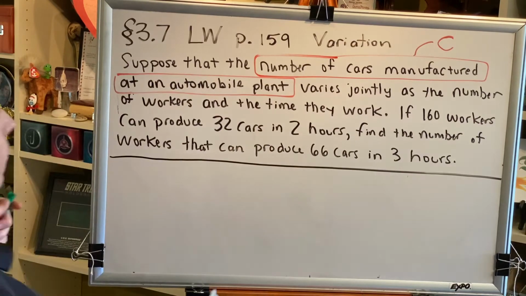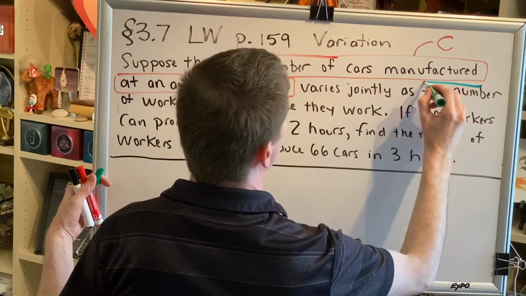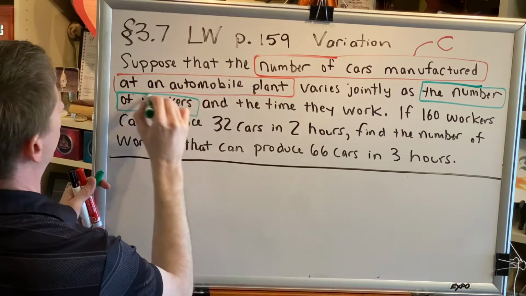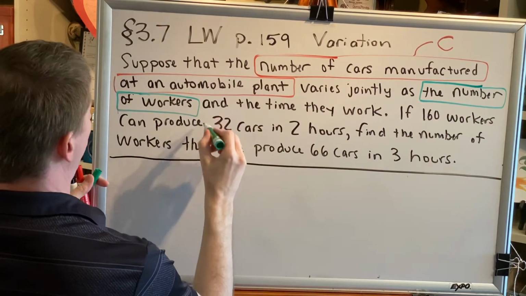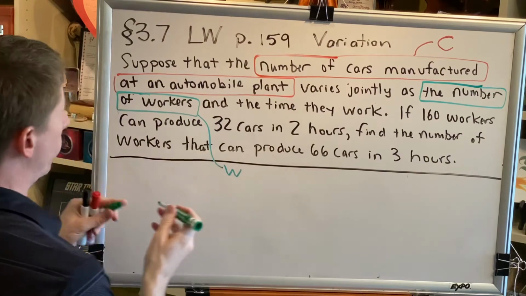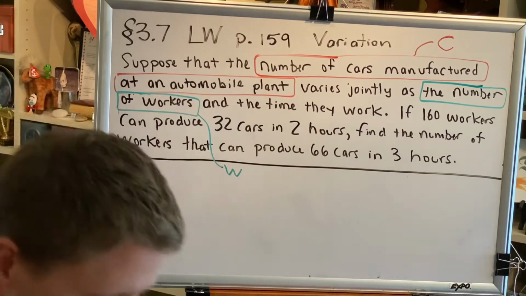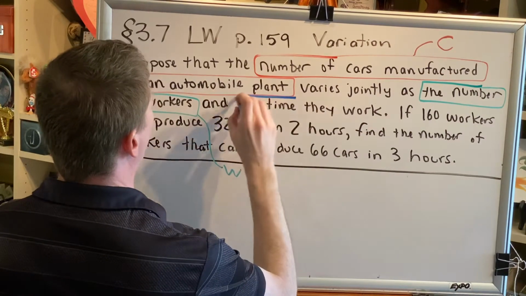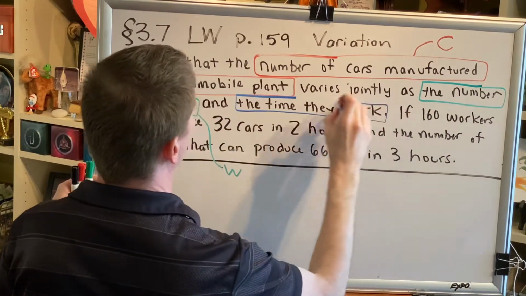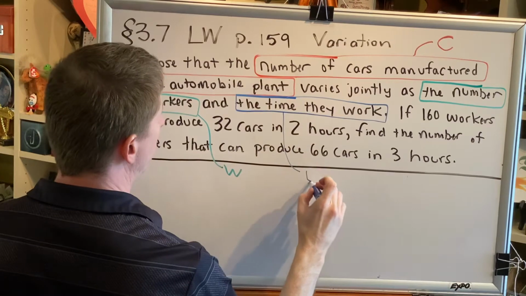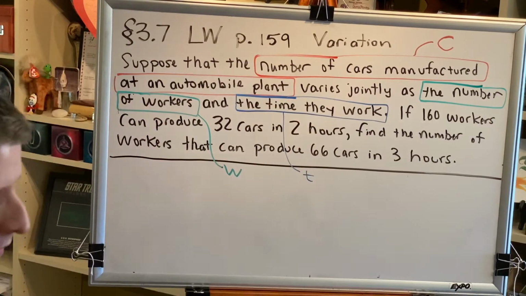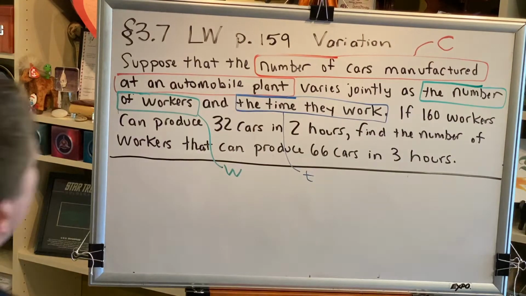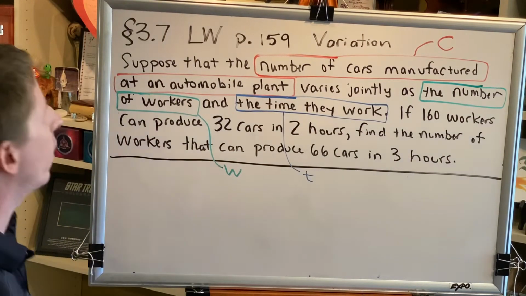Okay, the next thing we have is the number of workers. And we're going to call that W, W for workers. And the next one is the time they work. We're going to call that T, T for time. Okay, so now we have C, W, and T, and we just have to put them all together in a variation equation.